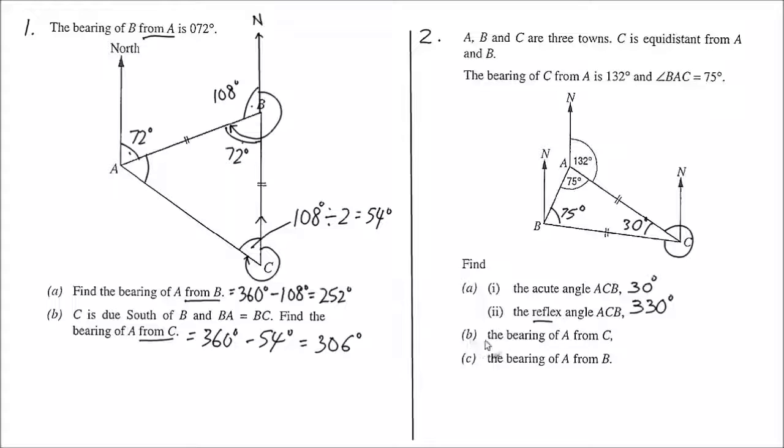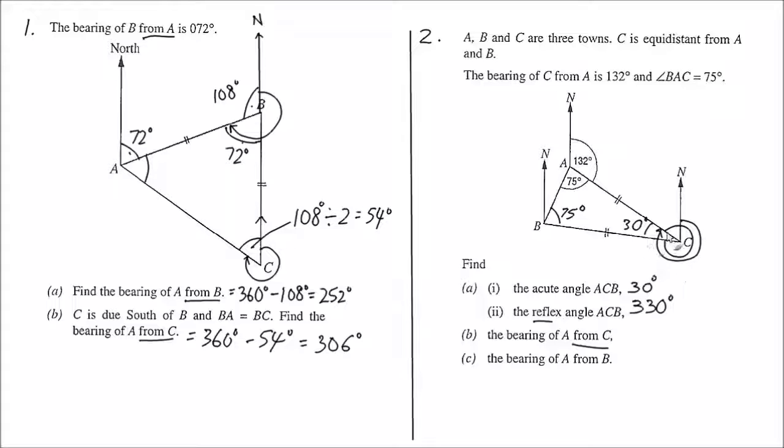Now, part B, the bearing of A from C. A from C. So we know the angle we want is at this point, C, because it says A from C. So we start from a point to the north of C and go in a clockwise direction until we reach the line AC.